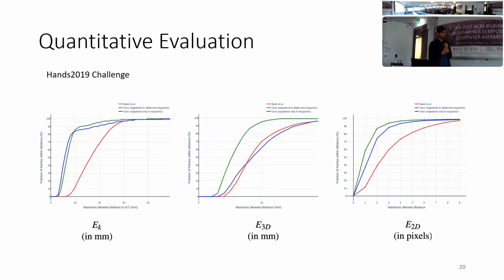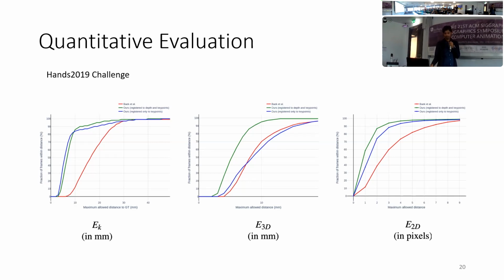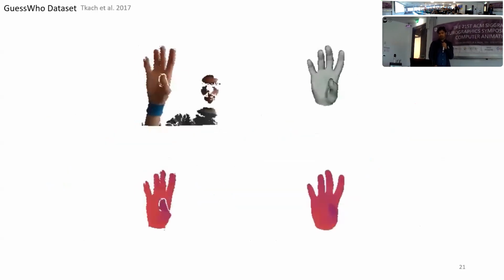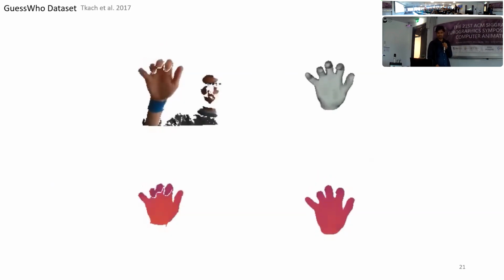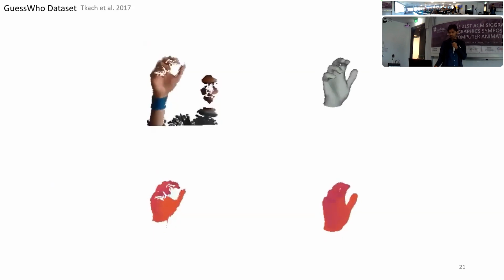For the dense metrics, we use a data to model error and a model to data error. The data to model error, E3D, measures the 3D Euclidean distance between the observed point cloud and the mesh. And the model to data error, E2D, measures the pixel distance of the projected model from the observed silhouette. And our method outperforms the best method that has been provided by the challenge organizers.